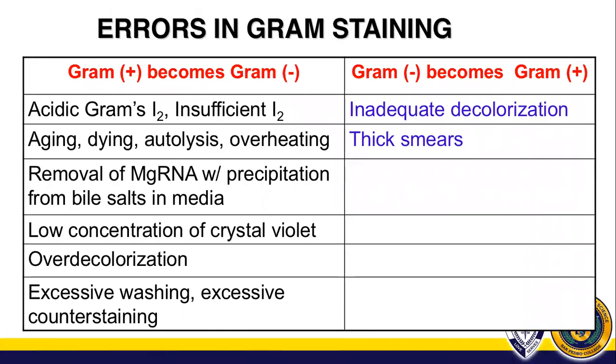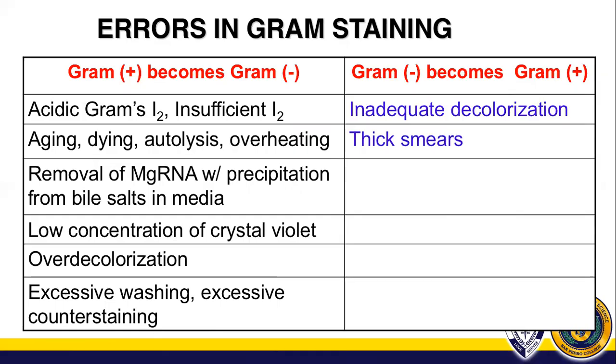Okay, now there are certain reasons why there are errors in performing gram staining. A lot of the errors are when gram-positive organisms accidentally become gram-negative organisms. One of these is when we use acidic gram's iodine. Acidic gram's iodine would destroy the peptidoglycan layers. So there will be no crystal violet iodine complex because it's too acidic. It damages the peptidoglycan layer, so crystal violet will not have anything to latch onto and it will not be retained in the cell walls.